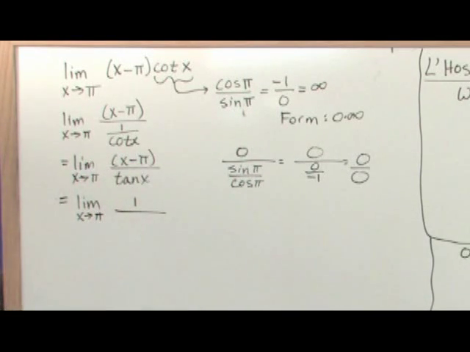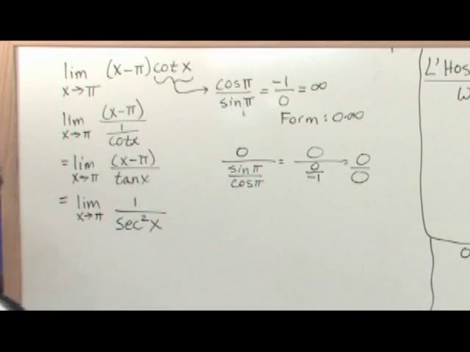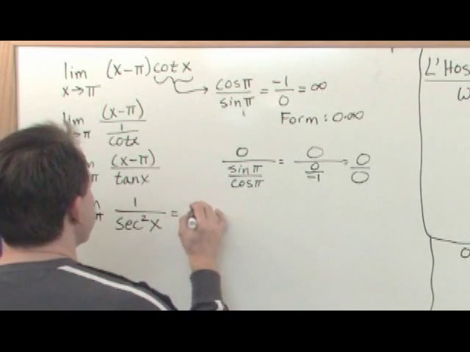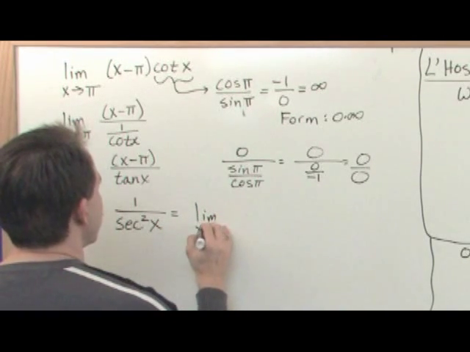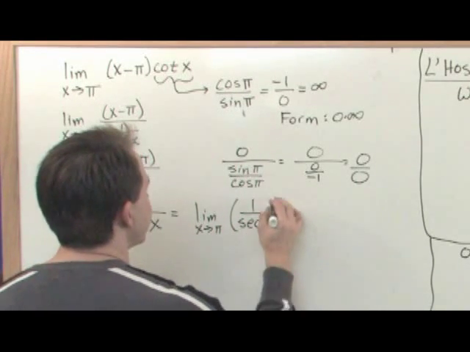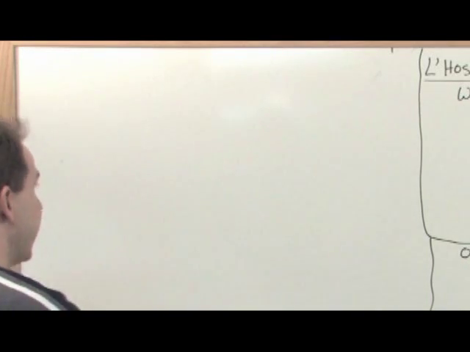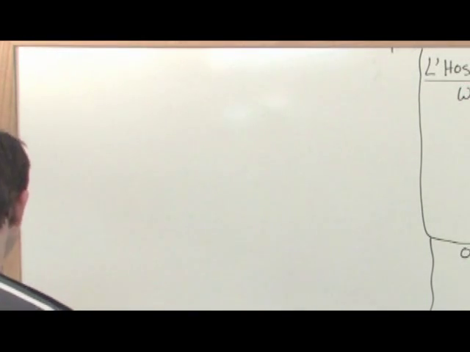Derivative of this constant number pi is going to be 0. Derivative of tangent is secant squared of x. Okay, secant squared of x. And I can rewrite this as the limit as x goes to pi of 1 over secant x squared. You're going to have to put one of them on the bottom. Now let's do one that we haven't done before.